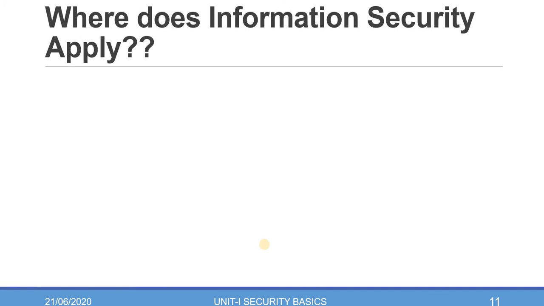Then where does information security apply? Up till now, what we have discussed is what information security is, why we need information security, and who is responsible for information security. So what we have studied so far is the importance of information security. Now the next question is, where does information security apply? Where to apply information security?